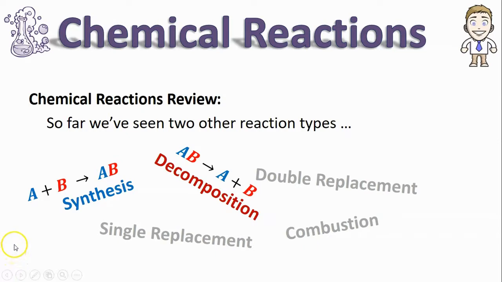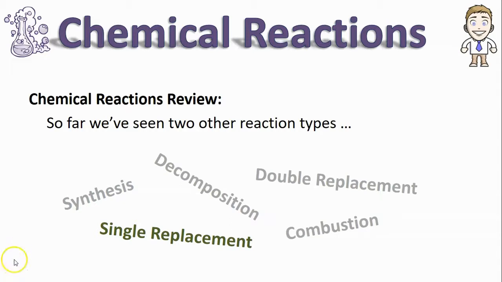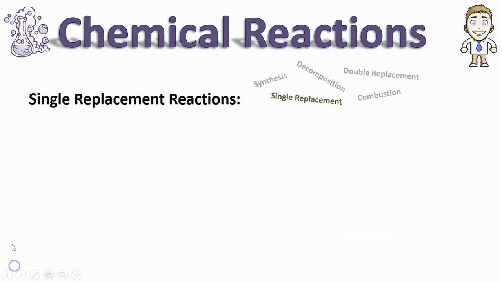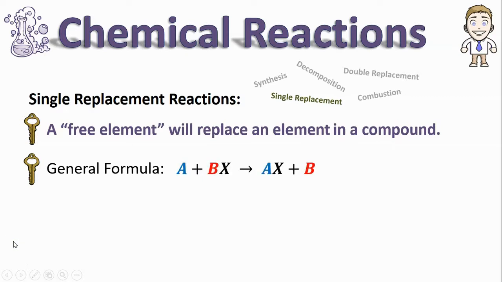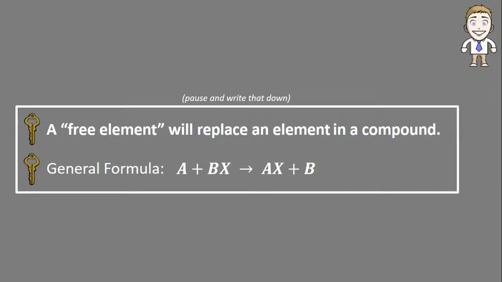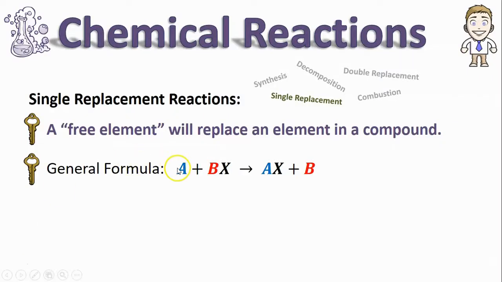In this video, we're going to look at a third type of reaction called a single replacement. With single replacement reactions, you'll see a free element replace another element that is in a compound. The general formula looks like A plus BX turns into AX plus B. You might already be able to tell that the A and the B, highlighted in blue and red, tend to trade places with each other as they form the products.